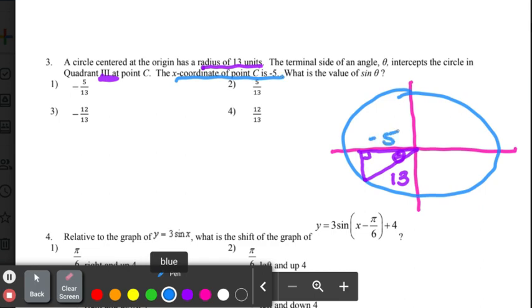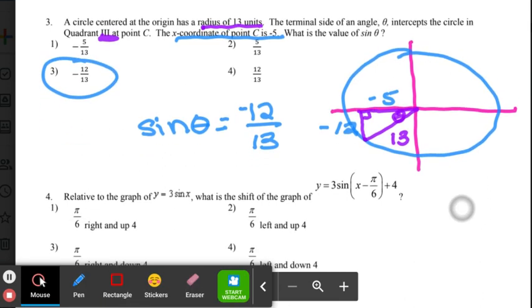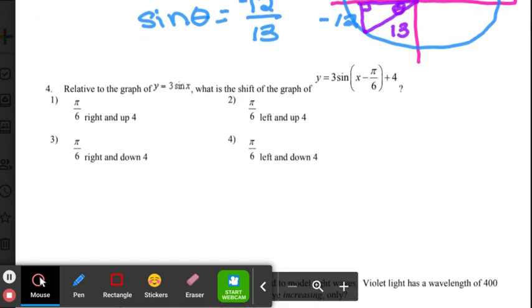Now you could use the Pythagorean theorem again, but we do know there's a 5, 12, 13 right triangle. So that's a 12, and before I forget, it's a -12 because it's quadrant 3. So sine theta, remember it's not just sine, it's sine theta. O over h, so it's -12 over 13. Last one, I believe, on this page.